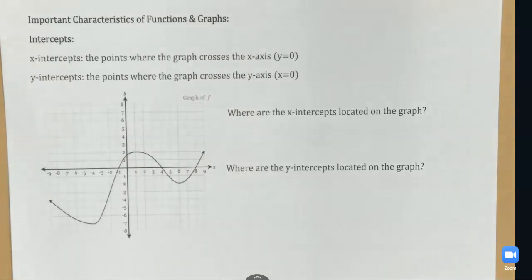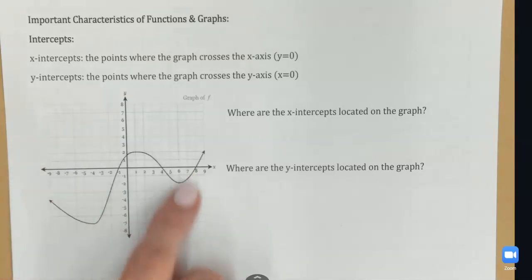We can have an x-intercept, points where it crosses the x-axis, and at all of these points our y-coordinate is 0. We can also have y-intercepts where our graph crosses the y-axis, and our x-coordinate is 0.